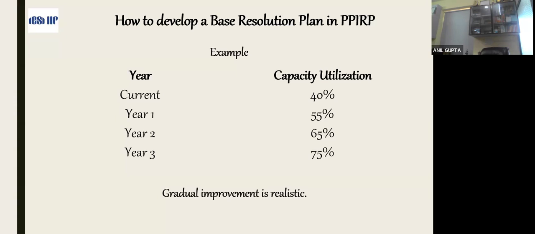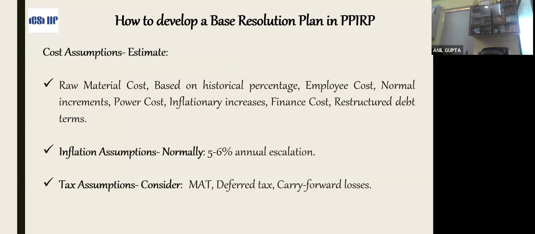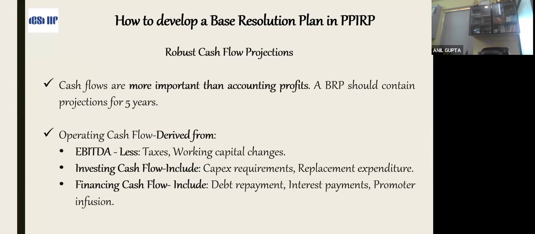Gradual increase means definitely acceptance level in cost assumptions estimates. Raw material cost based on historical percentage. Employee cost, normal increments. Power cost, inflationary increases. Finance cost, restructured debt terms. And inflation assumptions, normally 5 to 6% annual escalation. Tax assumptions, consider MAT, deferred tax, carry forward losses, etc.